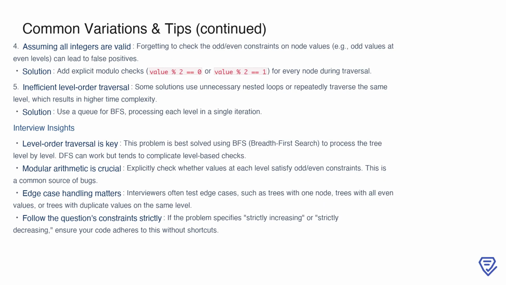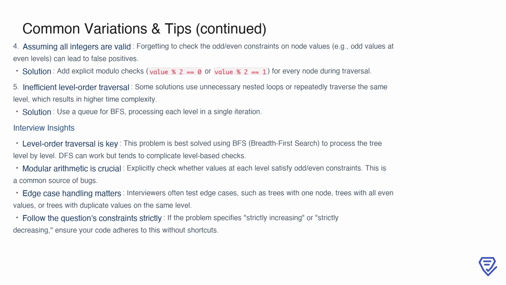Another common pitfall is assuming all integers are valid without checking the odd or even constraints for node values. For instance, failing to verify that odd levels contain even values and even levels contain odd values can lead to false positives. To prevent this, include explicit modulo checks, such as value % 2 == 0 or value % 2 == 1, for every node during traversal. Efficiency is another area where some solutions fall short. Using unnecessary nested loops or repeating level traversals can increase time complexity. Instead, leverage a queue for breadth-first search, or BFS, to process each level in a single pass.